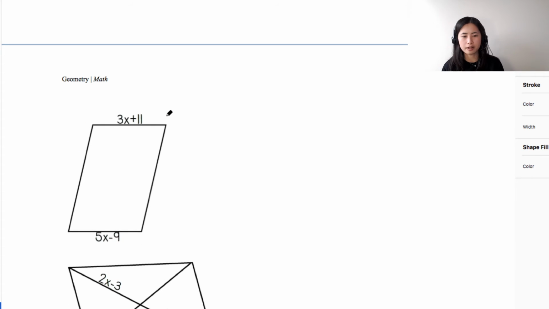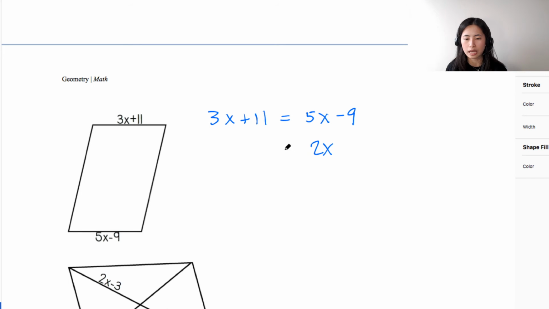Okay, so in here, because you know that this is a parallelogram, right? Therefore, this 3x plus 11 is going to be equal to its opposite side, right? Therefore, we can just say 3x plus 11 is equal to 5x minus 9, right? So once we have that, we take 5x and we have 3x over here. Therefore, this is going to be 2x, and this is 11 plus 9. So that's going to be 20, right? Divided by 2, so we know that x is equal to 10, right?